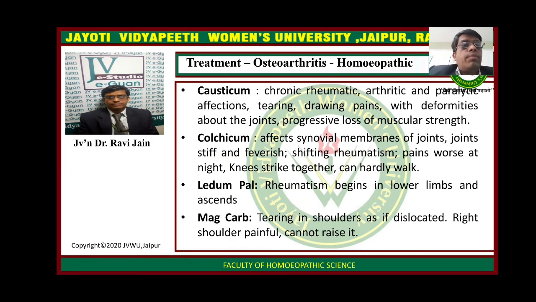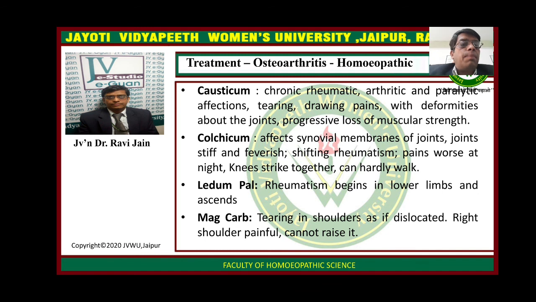We have causticum, given in case of chronic rheumatic, arthritic, paralytic affections with tearing, drawing pains with deformities about the joints and progressive loss of muscle strength. Next, we have colchicum. It affects the synovial membrane of the joint, stiff and feverish with shifting rheumatism. Pain is worse at night, knees knock together, and the patient can hardly walk. Next is ledum pal, with rheumatism that begins in the lower limbs and usually ascends.